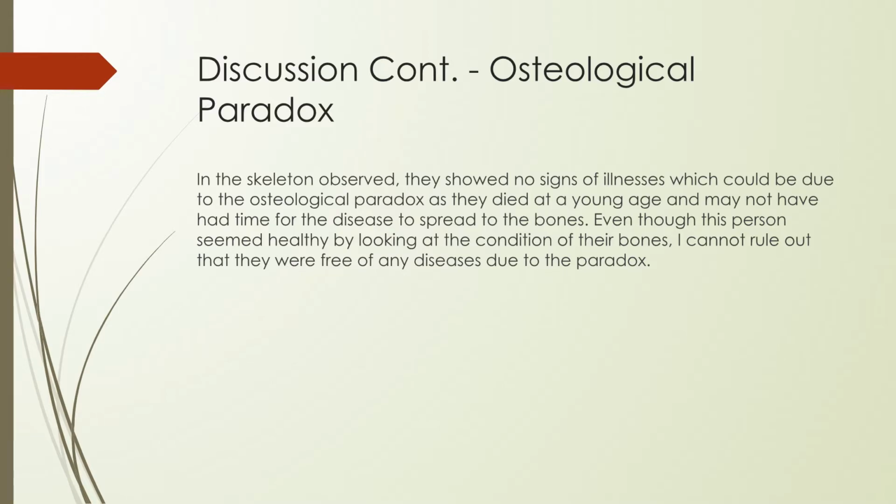With the osteological paradox, the skeleton observed earlier showed no signs of illness, which could be due to the paradox, as they died at a young age and may not have had the time for the disease to spread to the bones. As mentioned earlier, they were approximately 15 to 25 years old. Even though the person seemed healthy by looking at the condition of their bones, I cannot rule out that they had diseases, due to the paradox. It could have happened, and the disease just didn't have time to spread to the bones.